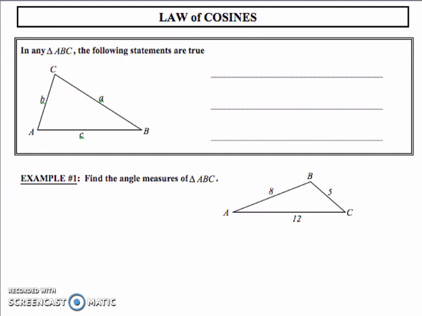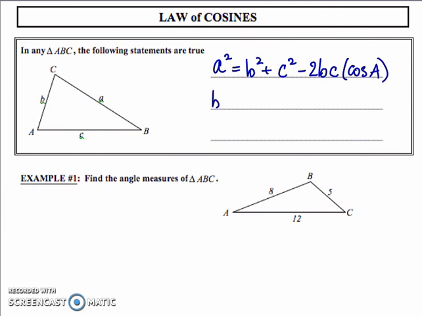So in any triangle ABC, where again capital A, B, and C are the angles and lowercase a, b, and c are the side lengths, the law of cosines looks like this, and it can be in terms of side a, side b, or side c. a squared is equal to b squared plus c squared minus 2 times b times c times cosine A.